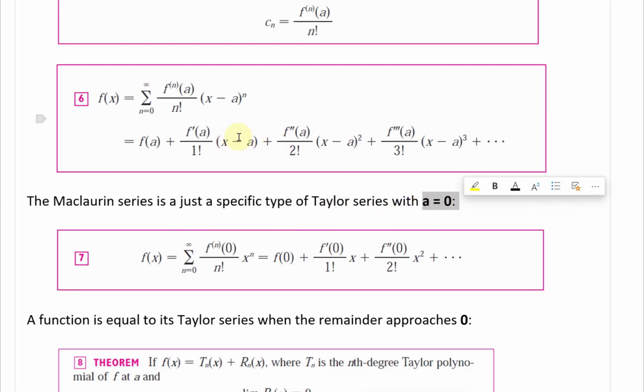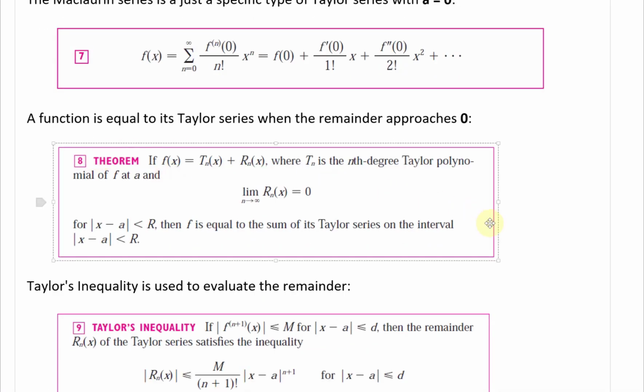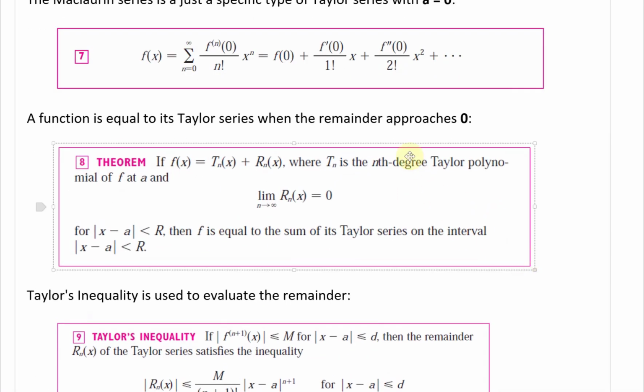The Maclaurin series is just a specific type of Taylor series with a equals 0. Plug in a equals 0, so all you have is x, and you get f of x equals the summation from n equals 0 to infinity of the nth derivative at 0 divided by n factorial times x to the power of n. That is f of 0 plus f prime of 0 divided by 1 factorial times x plus f double prime at 0 divided by 2 factorial times x squared plus etc., and it keeps going on.